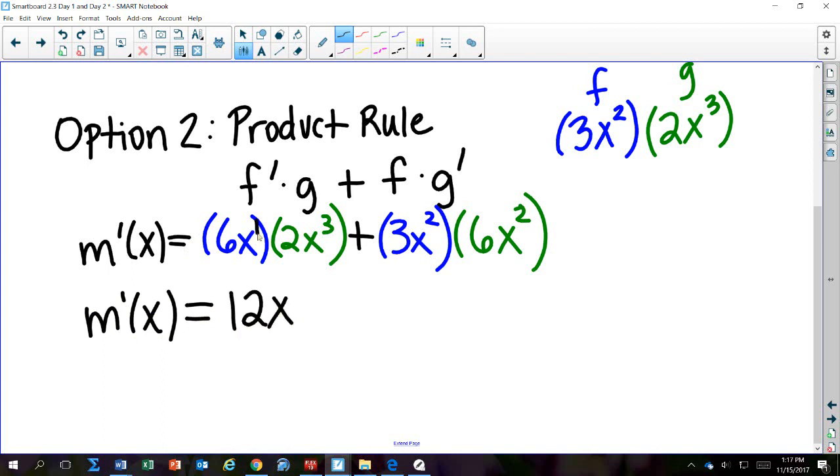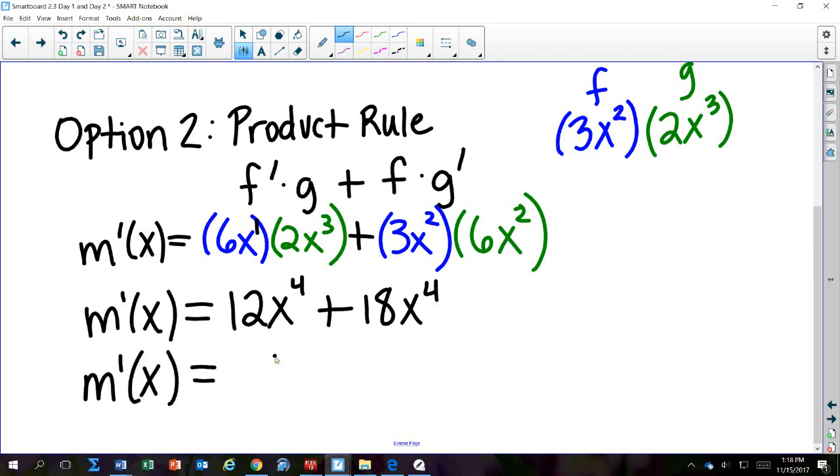X to the, if I add exponents here, I get x to the 4th, plus 6 times 3 is 18. X to the, again, if I add the exponents, I get x to the 4th. Okay. 8, 9, 10, carry the 1, we would get 30x to the 4th. So see how we still end up with the same answer for the derivative, it's just a different method. Any questions about that?